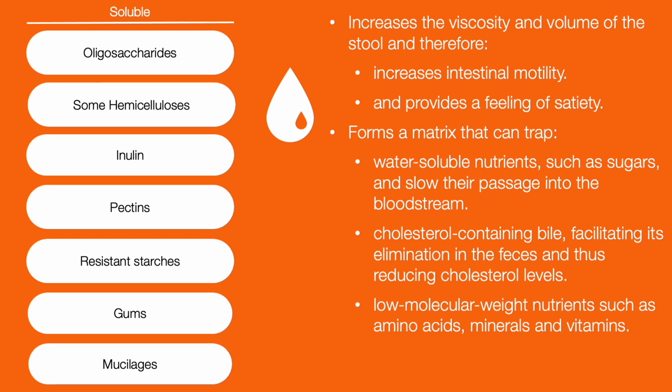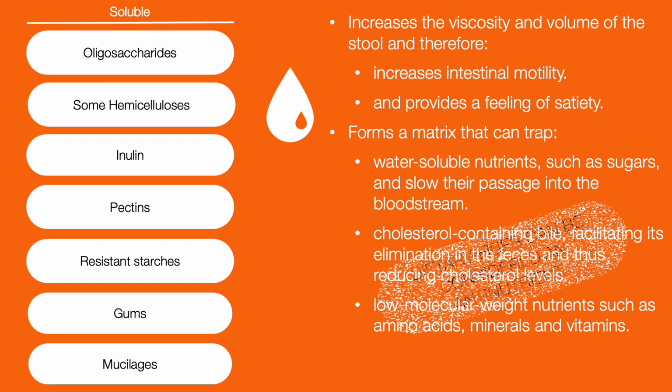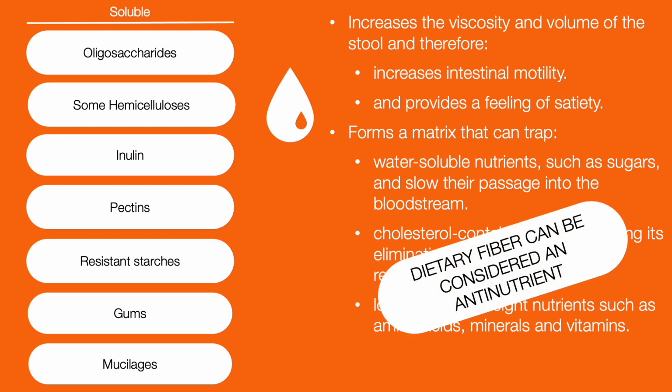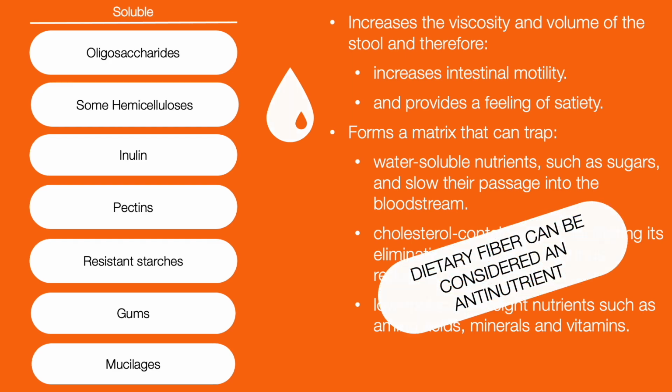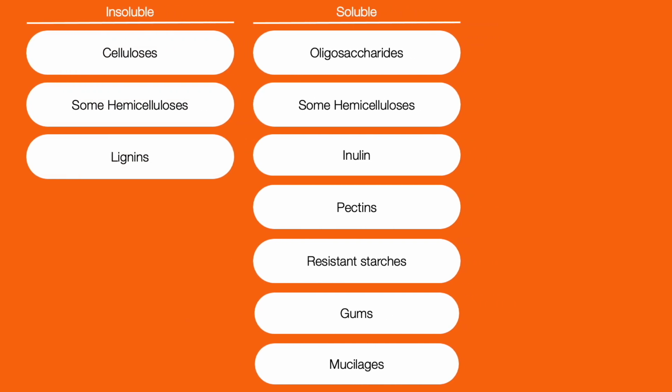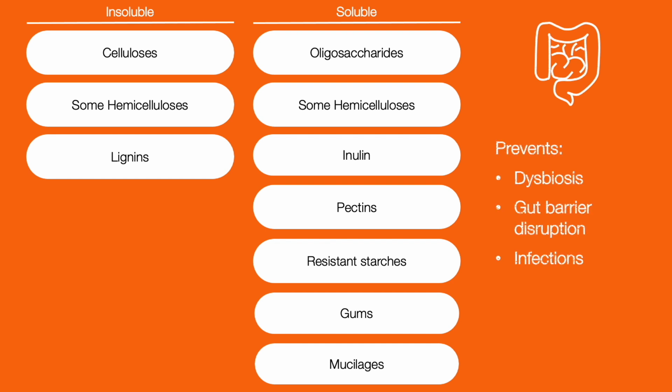The fact that this gel, which is generated from the soluble components of fiber, can trap nutrients suggests that fiber is not only not a nutrient, but could even be considered an anti-nutrient. Dietary fiber also has a very positive effect on the intestinal microbiota, helping to keep it diverse and healthy, and thus preventing dysbiosis, alteration of the intestinal barrier, and infections.